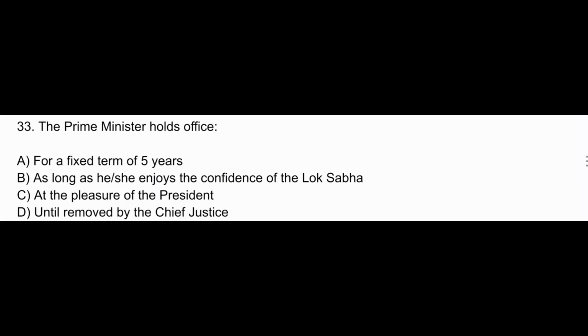The next question: the Prime Minister holds office. Option A, for a fixed term of 5 years. Option B, as long as she enjoys the confidence of the Lok Sabha. Option C, at the pleasure of the President. Option D, until removed by the Chief Justice.